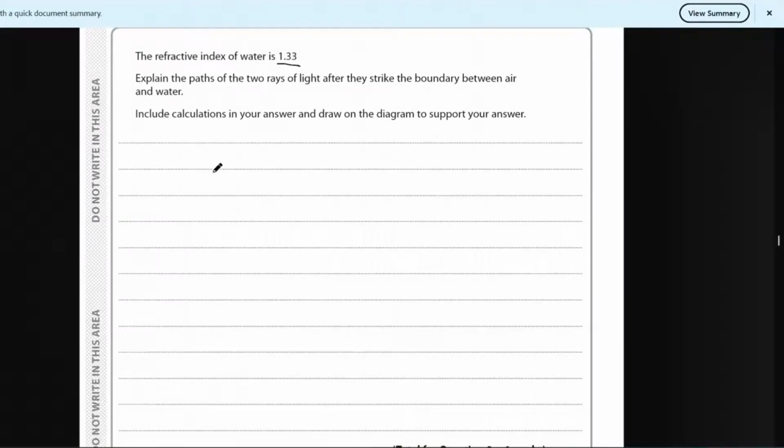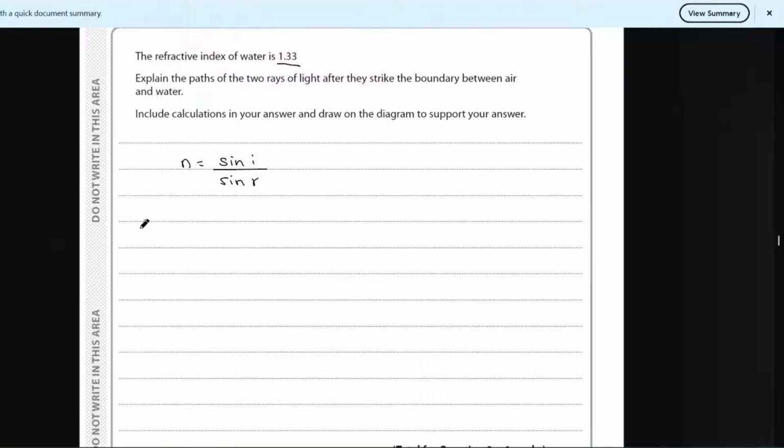So the formula to calculate the angle of refraction would be n equals sine i over sine r. We can use this formula when a ray travels from air to any other medium. We need to know the refractive index of the medium, which is n here. We know the angle of incidence. We know the refractive index. We need to find the angle of refraction.